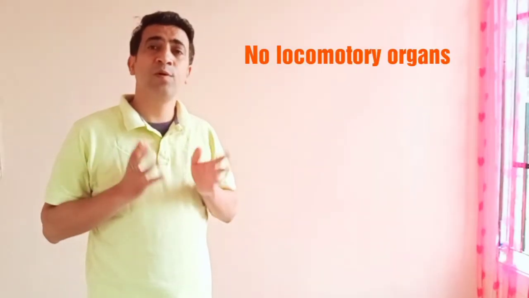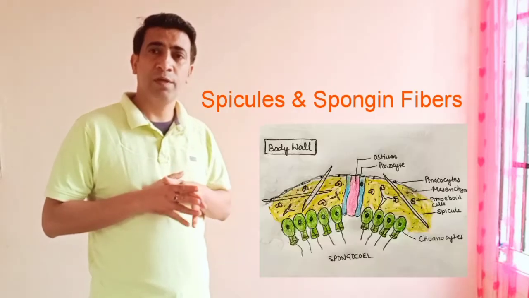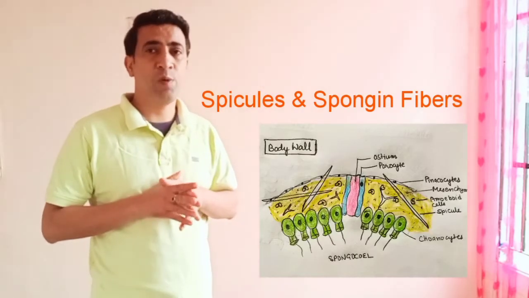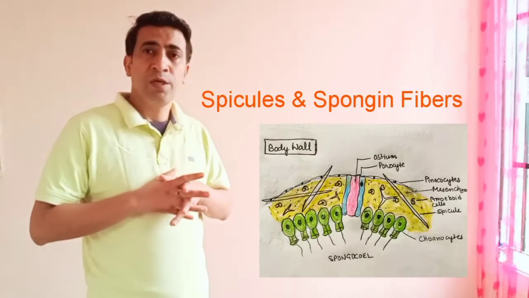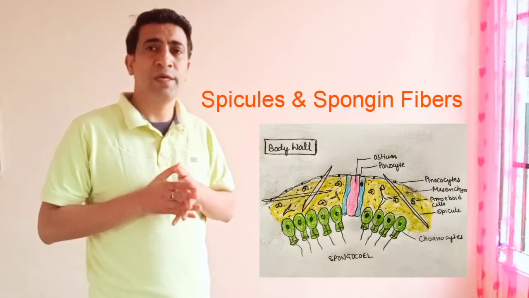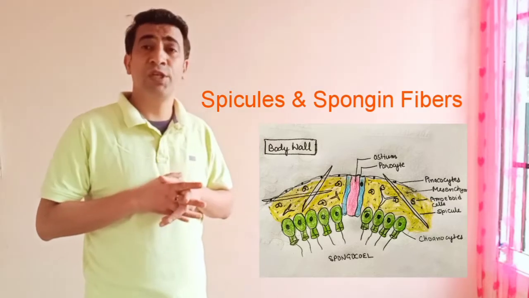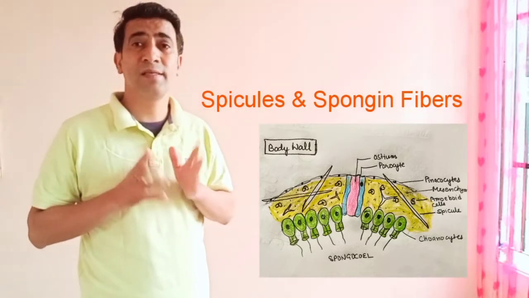Sponges are sessile, so they do not possess any locomotory organs. Now regarding the skeletal structures, they have an internal skeleton which is made up of either spicules or spongin fibers or both. Spicules are made up of either calcium or silicon. So they are very important as far as the classification of the Porifera is concerned.